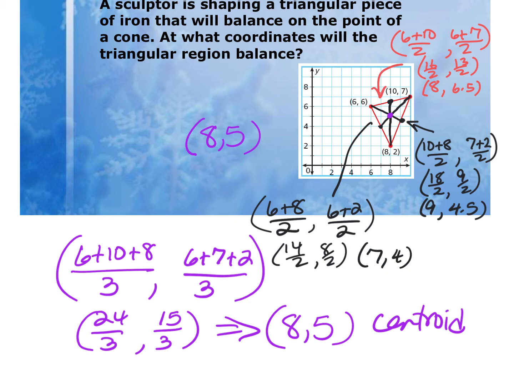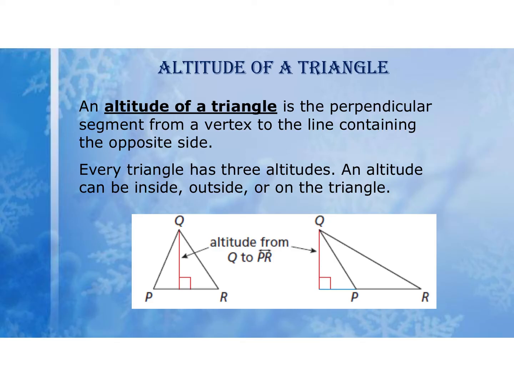So we got another group of segments. The altitude of a triangle is the perpendicular segment that goes from a vertex to the line containing the opposite side. Now, this is where it gets tricky, because you're thinking, oh wait a minute, my perpendicular bisectors are right angles, but the difference is the perpendicular bisector hits at the midpoint. This one is just the perpendicular segment that's going straight down. It may not hit the midpoint. Sometimes the altitude and the perpendicular bisector could be the same segment, but not always.